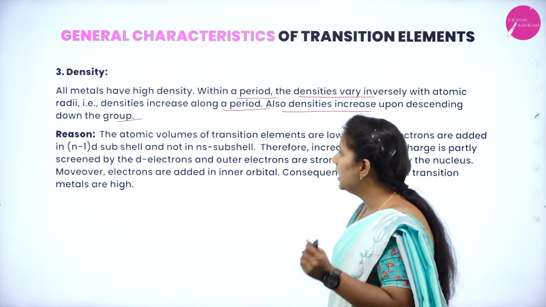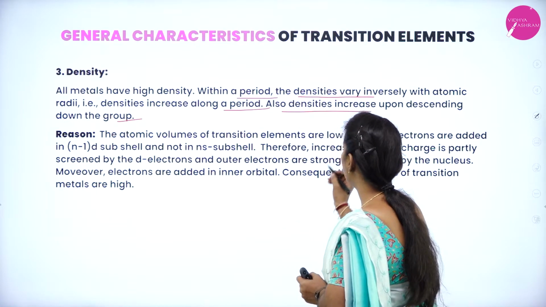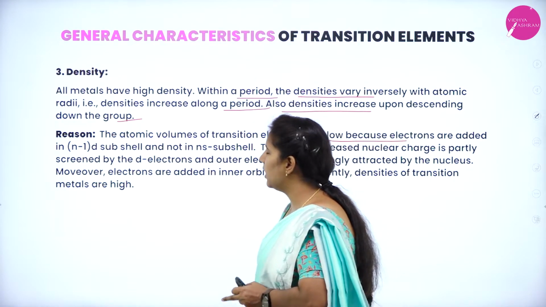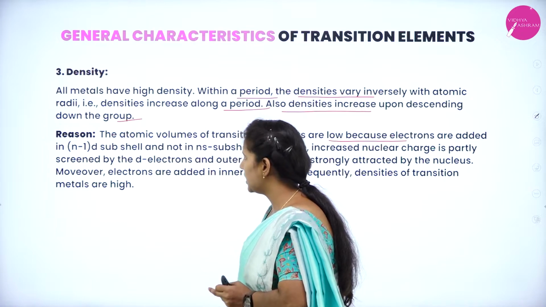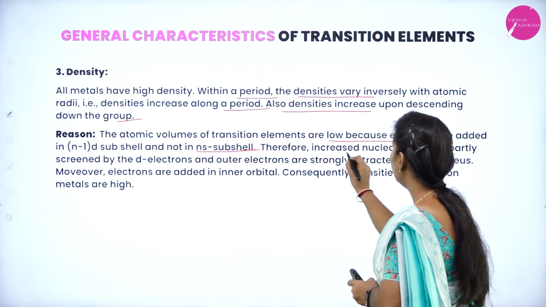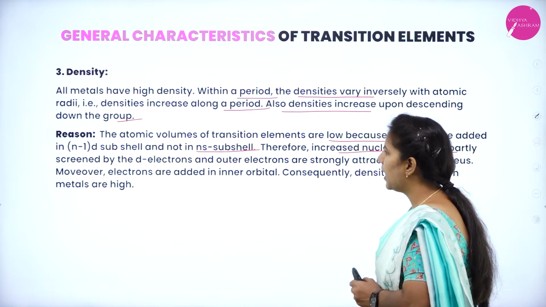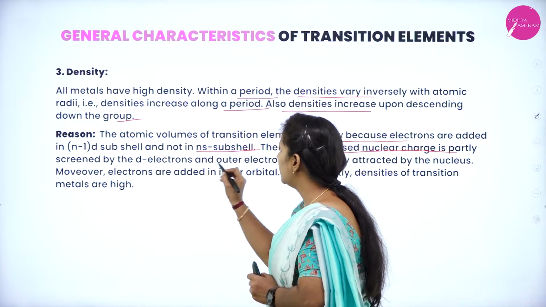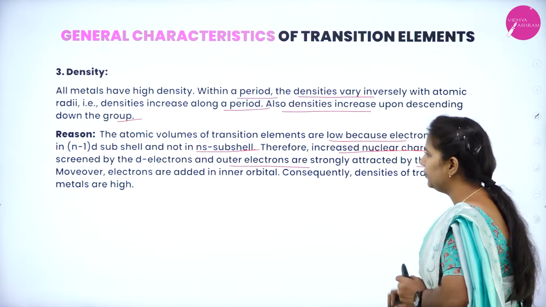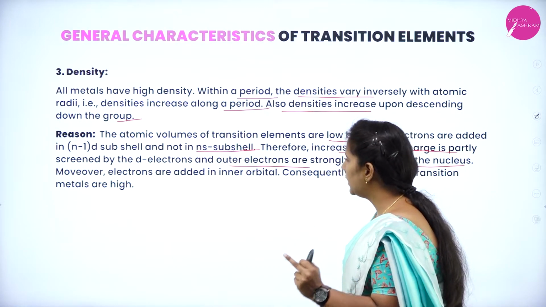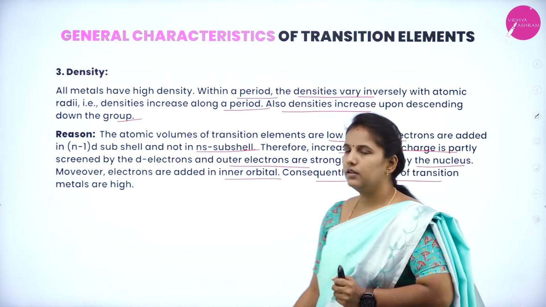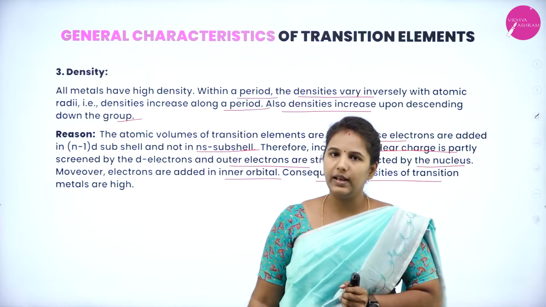The reason is that the atomic volumes of the transition elements are low, because the electrons are added to the (n-1)d subshell, not to the ns subshell. Therefore, the increased nuclear charge is only partially screened by the d electrons, and the outermost electrons are strongly attracted towards the nucleus. However, the electrons are added to the inner shell. Consequently, the density also becomes very high.